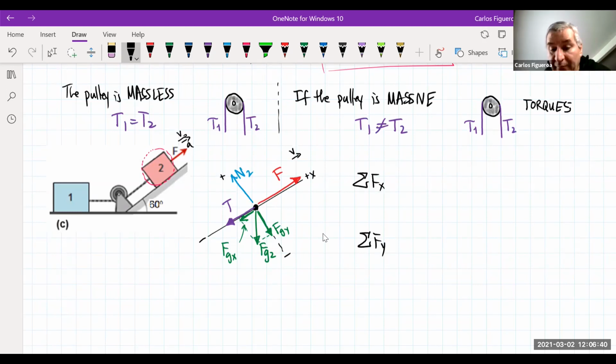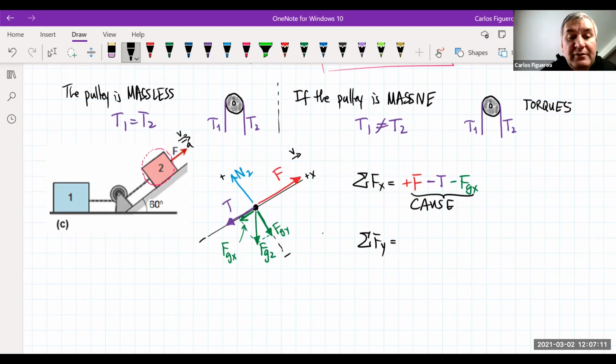Okay. So if I look at this thing, then I go, okay, what is in the positive X direction? It's my force F. What's in the negative direction? I look at the tension, and then I look at the force of gravity. That is my net force. So what causes this block to accelerate? F minus T minus FGX. That's what makes this thing accelerate.